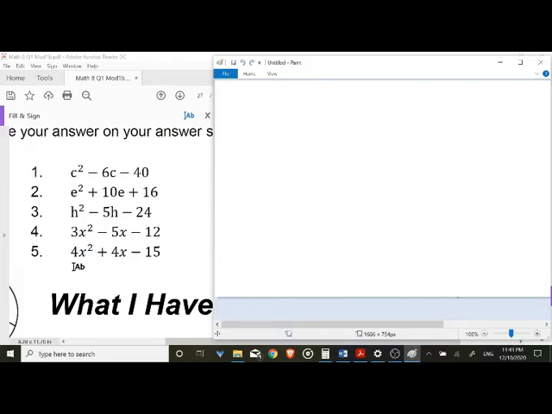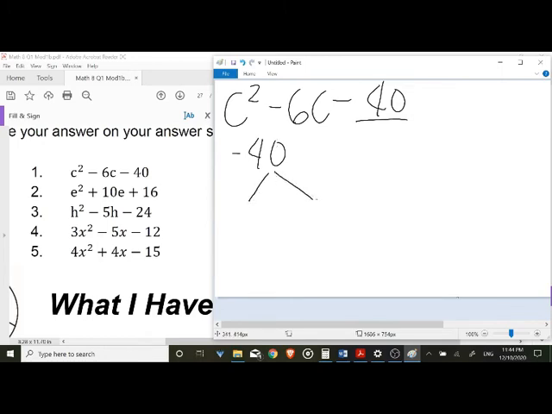So, for number 1, c squared minus 6c minus 40. Again, dahil 1 ang leading coefficient, so focus lang tayo kay third term. So, si negative 40. So, ano ang factors ni negative 40? Na ang lalabas pag in-add natin ay negative 6.